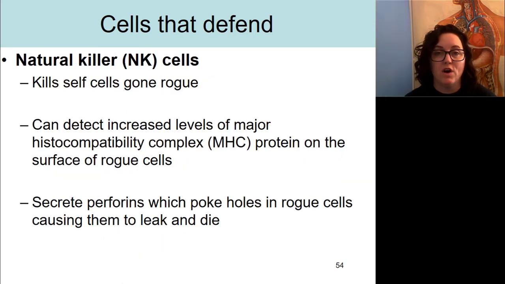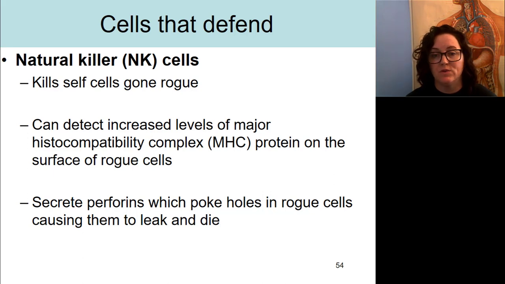Natural killer cells are also a really cool type of defensive cell. What makes them so cool is that their job is to hunt down their own kind, so to speak. Natural killer cells have the job of recognizing self cells that are either infected or cancerous, and then the natural killer cells will kill that particular cell. So I like to say that natural killer cells kill our self cells that have gone rogue, so to speak.